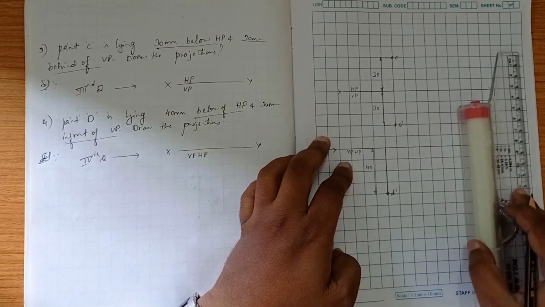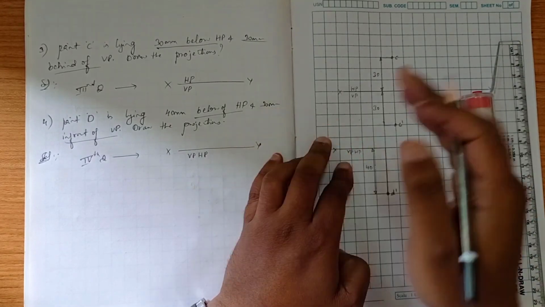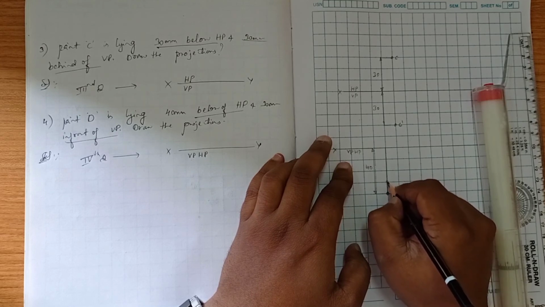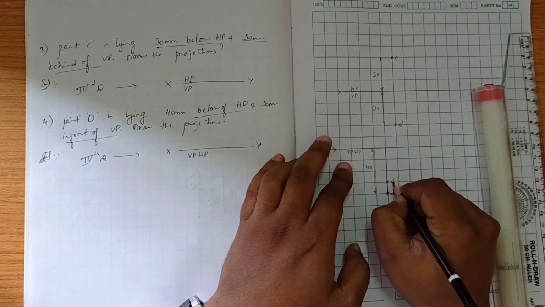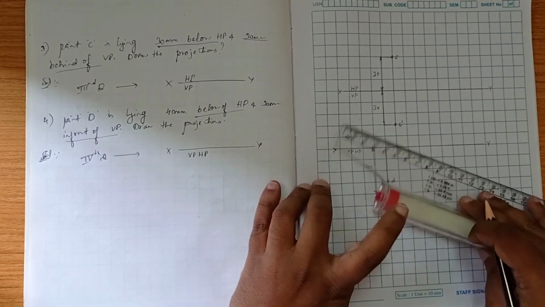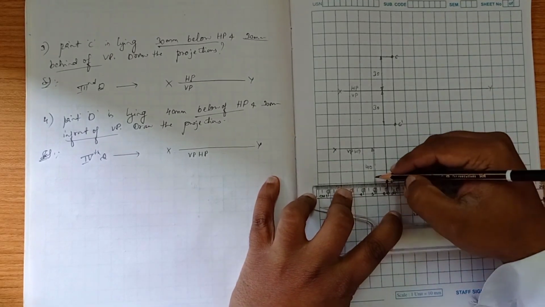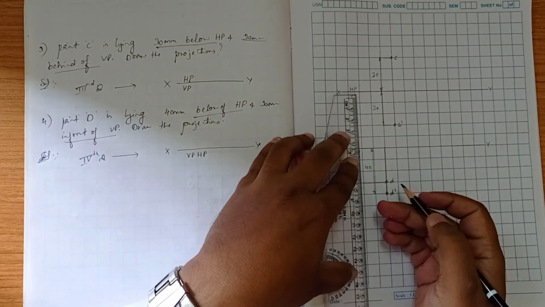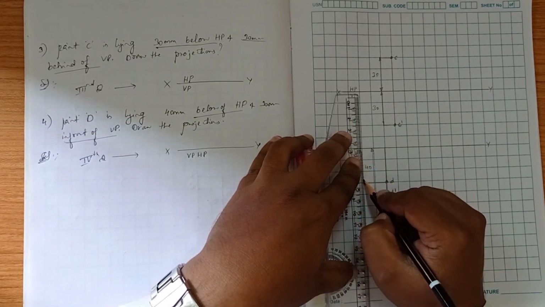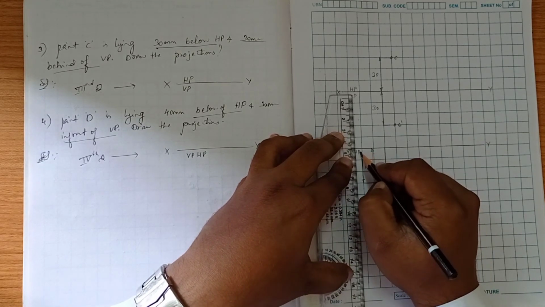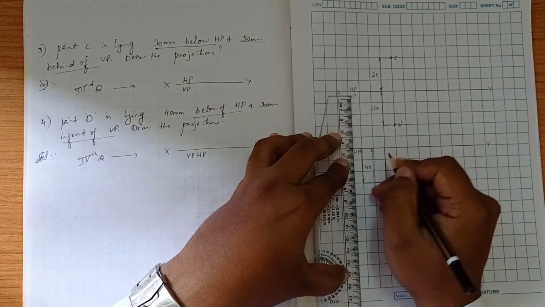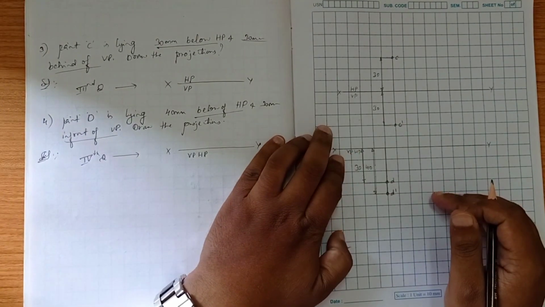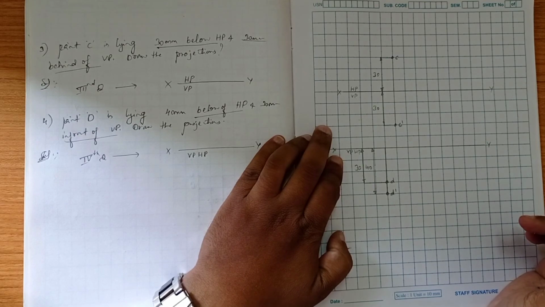Now 30 mm in front of VP. 30 mm in front of VP means it is top view. We know that both the views lie on the same collinear line. So this is our top view. So this is what we have done with the solutions of all the basic problems.